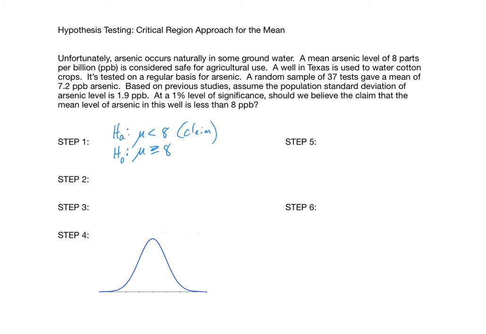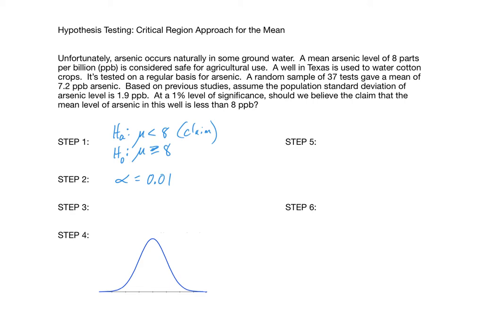So in this scenario, unlike the previous problem we did, the alternative hypothesis ends up being the claim. Again, the null hypothesis is not always the claim. Sometimes it is, sometimes it is not. Step 1 is complete. Now, step 2, we need to note the level of significance. This is at a 1% level of significance, so this is a pretty strong level of significance. There's only a 1% chance that we're going to make a type 1 error when making our decision here.